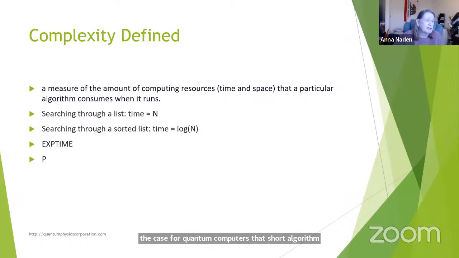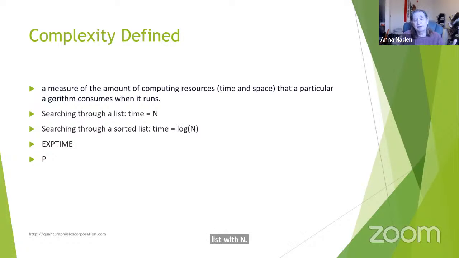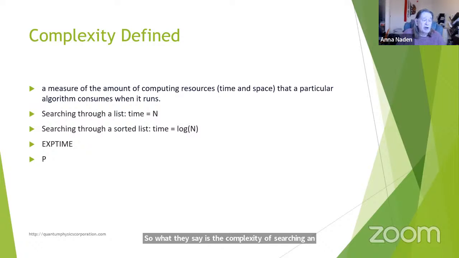So complexity is a measure of the amount of computing resources that a particular algorithm consumes when it runs. So let's take the example of searching through a list of n elements. Well, the naive strategy is to just look at them one at a time. So on the average, you'd have to go halfway through the list. So what they say is the complexity of searching an unordered list is n. Now, if you sort the list, you can use binary search where you can jump around and do it much faster. The complexity is log n, which is a function that increases much more slowly.